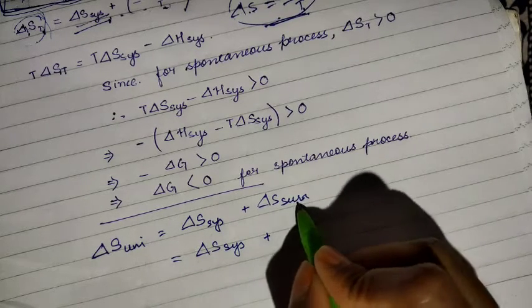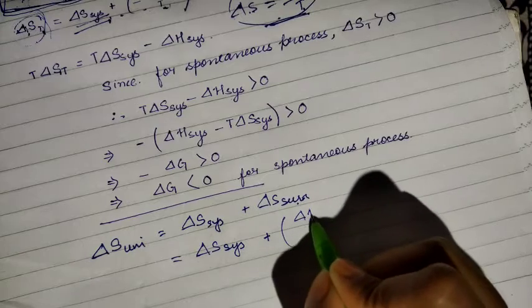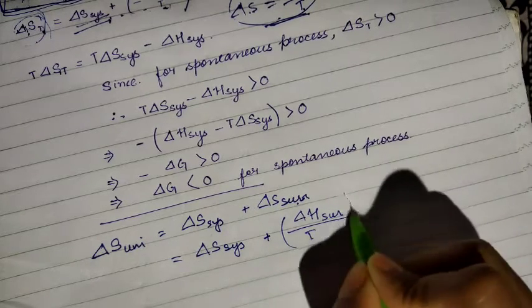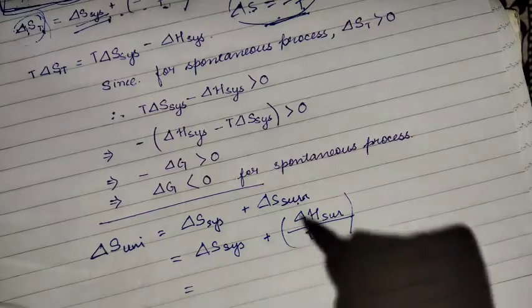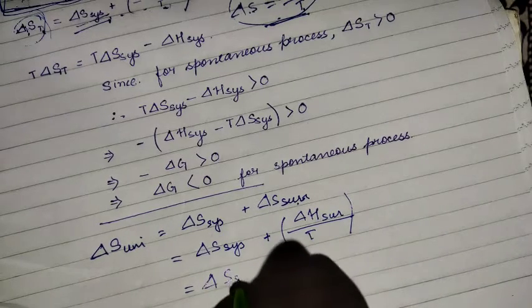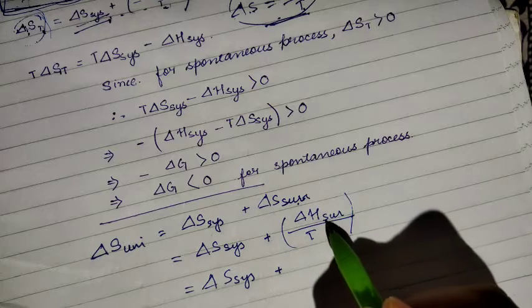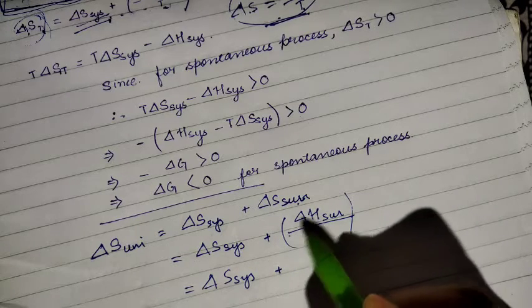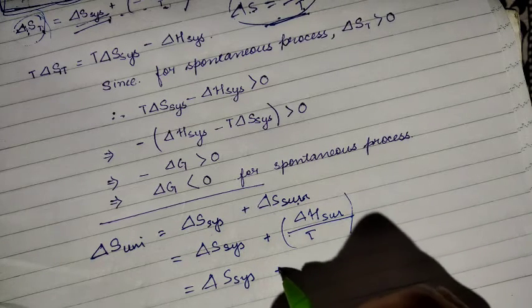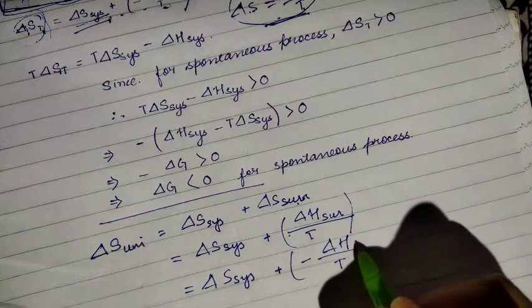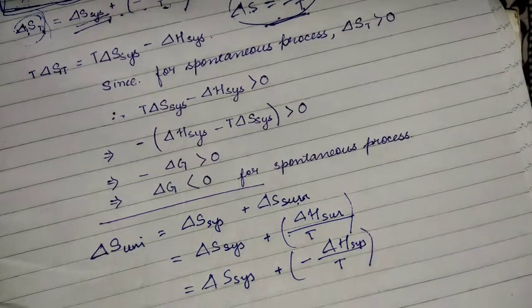So instead of delta S surrounding, you can put here delta H surrounding. We are going by the formula here, we are not putting anything new. Again, you can write here. So now you know that whenever surrounding is there, if it is positive, then for the system it will become negative. So you can put here T and here it will be system. Clear?